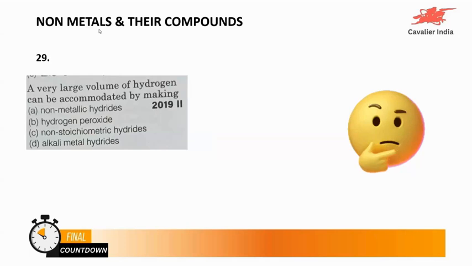Next, a large volume of hydrogen can be accommodated by making option A, non-metallic hydride, option B, hydrogen peroxide, option C, non-stoichiometric hydride, and option D, alkali metal hydride. So a very large volume of hydrogen can be accommodated by making non-stoichiometric hydrides. Option C is the right answer.